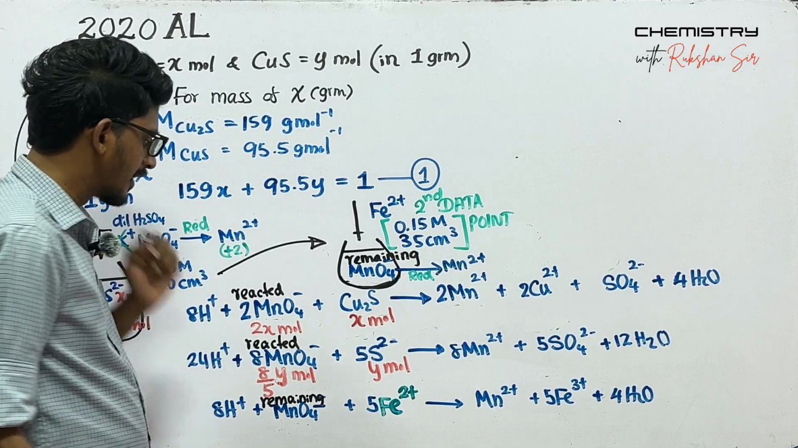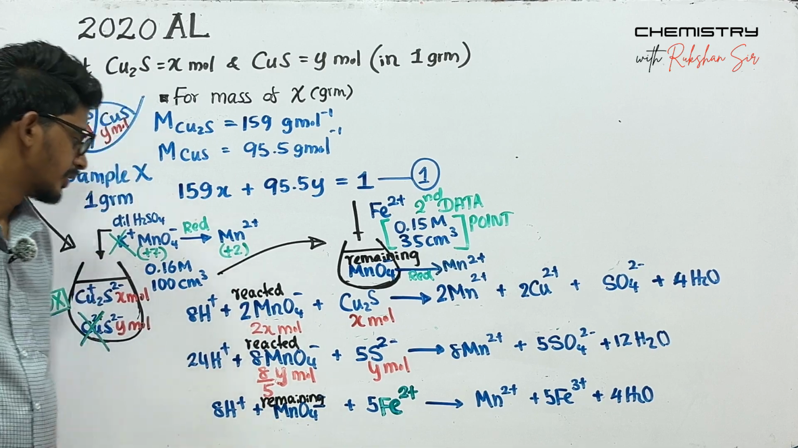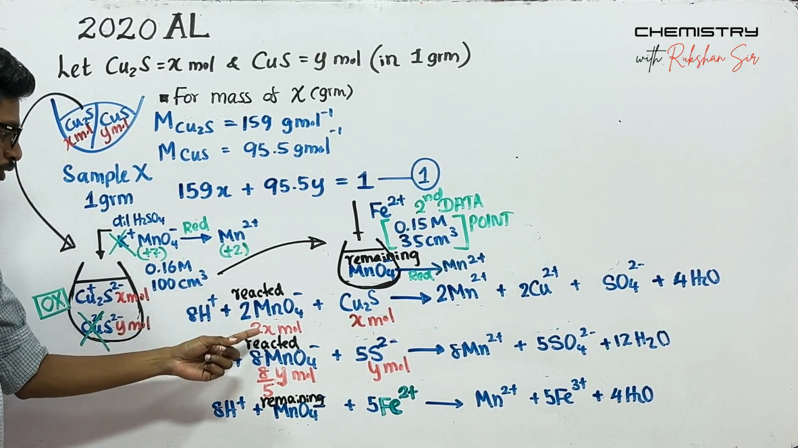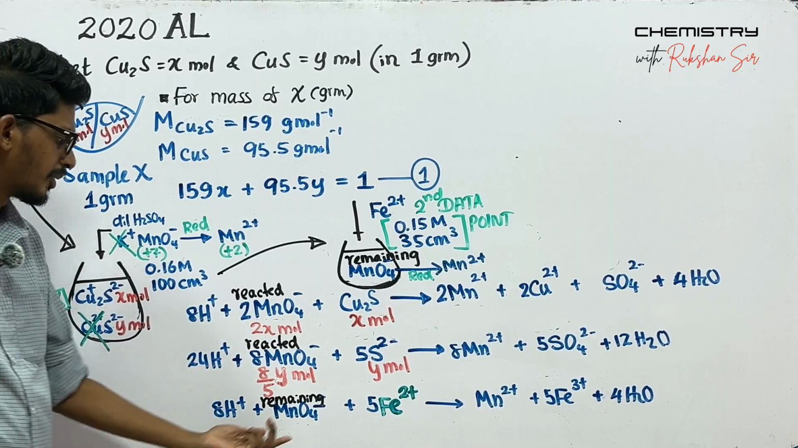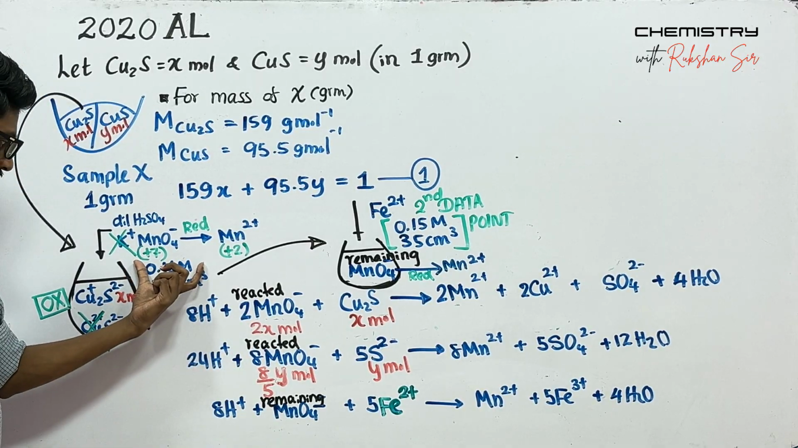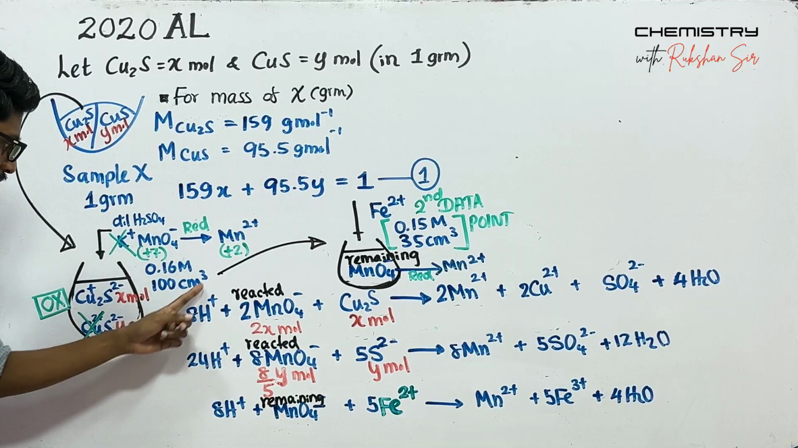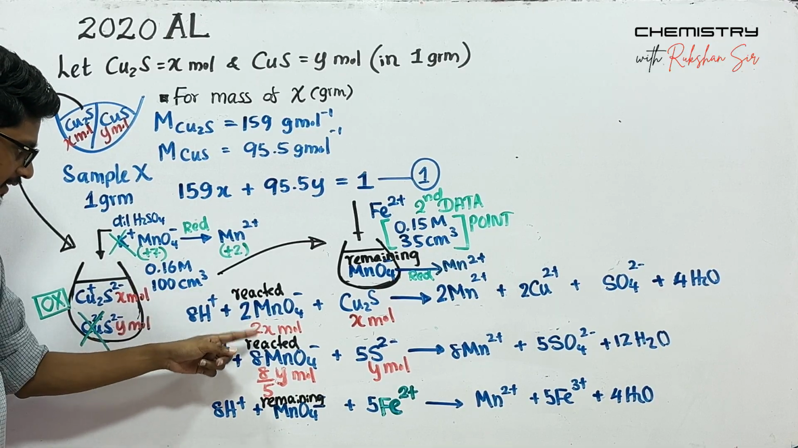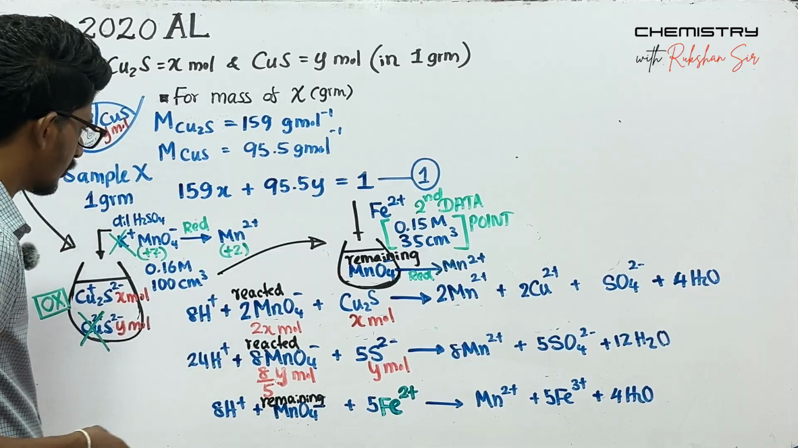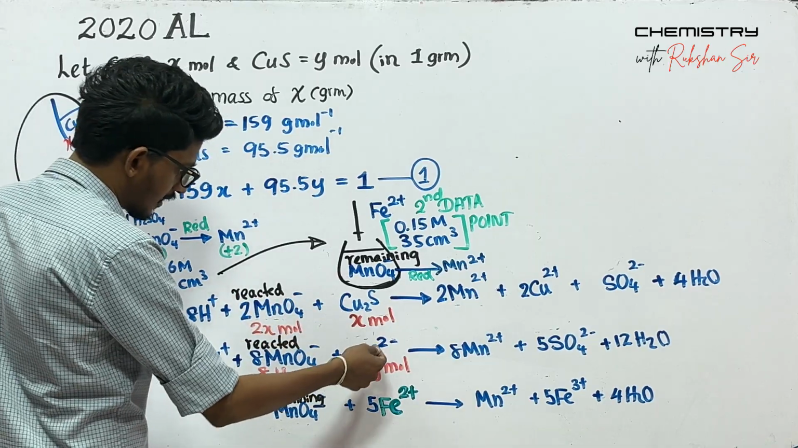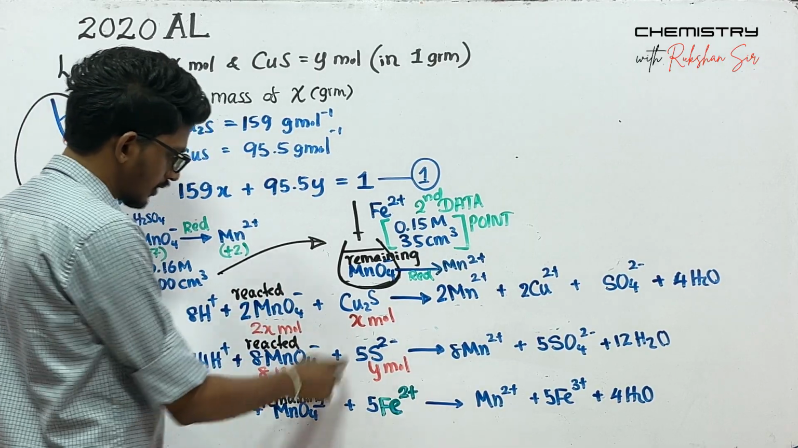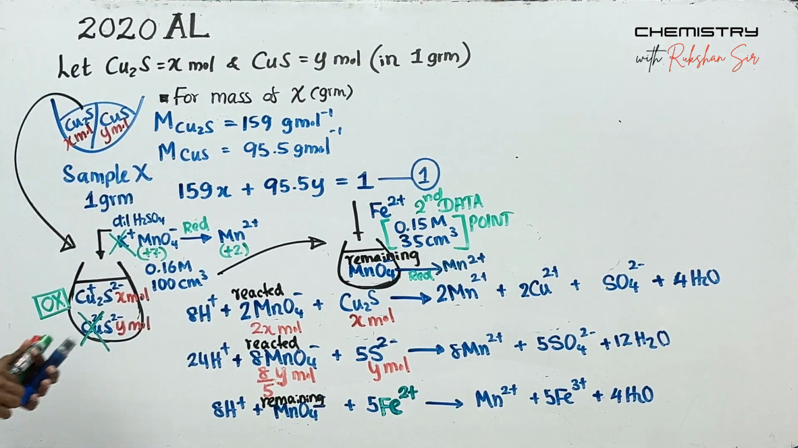So actually, the remaining MnO4 minus amount is equal to the total amount of MnO4 minus added minus the MnO4 minus consumed. The total amount of MnO4 minus added is this amount, minus the MnO4 minus consumed to react with the Cu2S and the S2 minus, right? Or MnO4 minus reacted with these two guys, right? So let's copy that.